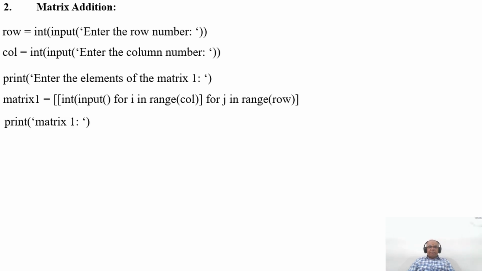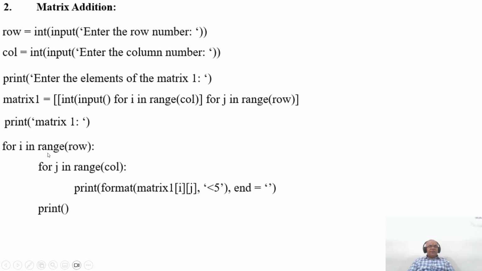Then I want to print matrix1. How to print matrix1? Again, for i in range row, for j in range column, print format matrix[i][j]. Here you have to give the space between the columns. For that we are using less than 5. Then end, because I want to continue in the same row. End should be used as a keyword, because by default after printing one value, the cursor automatically moves to the next line.